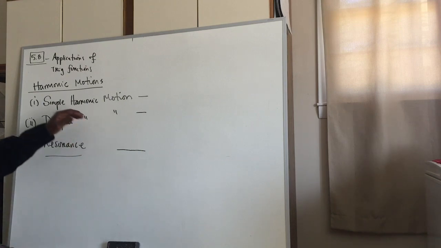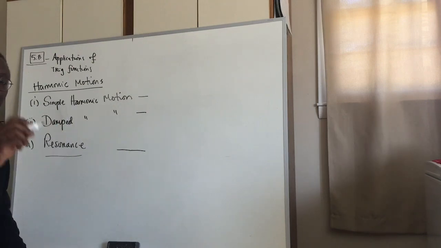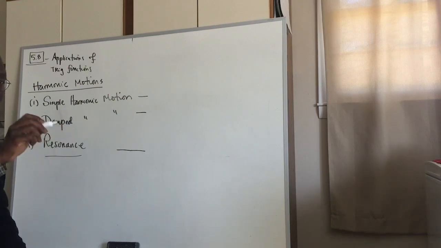The first one, simple harmonic motion, means the kind of motion in which resistive forces like friction and air resistance are negligible. That means the amplitude stays more or less the same. An example is a pendulum, the way it swings to and fro. So long as there is some energy in the system, the pendulum will swing to and fro.